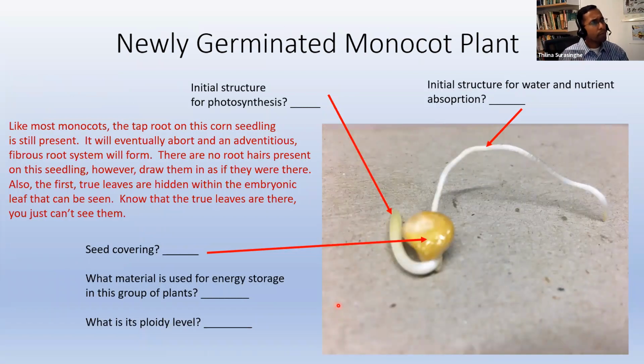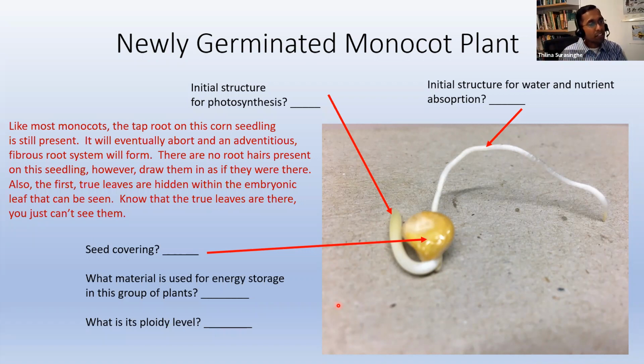One more point: like most monocots, the taproot on this corn seedling is still present. Remember, don't say that the taproot is absent in monocots. It's present. It eventually aborts, meaning it gives way, disappears, and becomes replaced by fibrous roots or adventitious roots, right? So that's another difference between monocots and dicots, right?